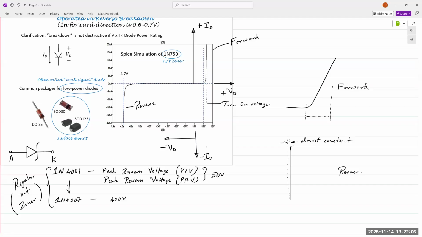And so there are many applications for Zener diodes, primarily in power supplies, where we want a constant voltage to come at the output. And so we use Zener diodes in power supplies, voltage regulation, and clipping circuits.